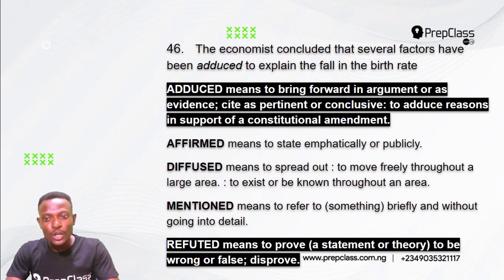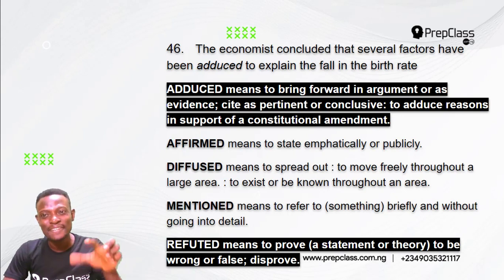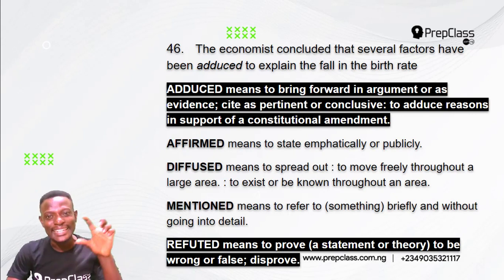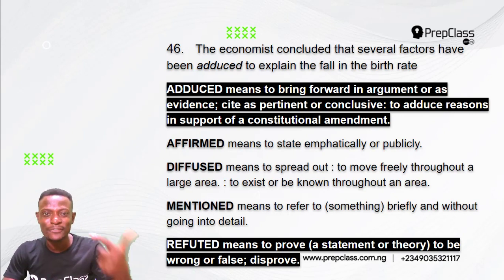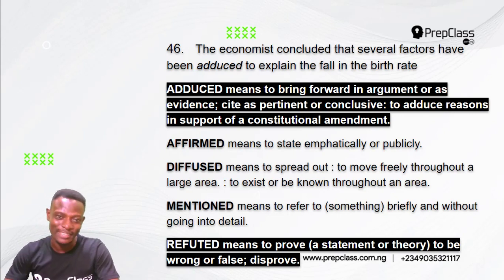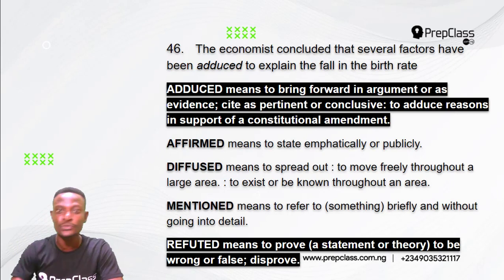When you refute, you prove a statement to be wrong or false, to disprove. So, instead of saying the economists concluded that several factors have been adduced to explain the fall in the birth rate, the opposite would be that several factors have been refuted, have been disproved. Saying, okay, lack of employment, it has been refuted, it has not been adduced.